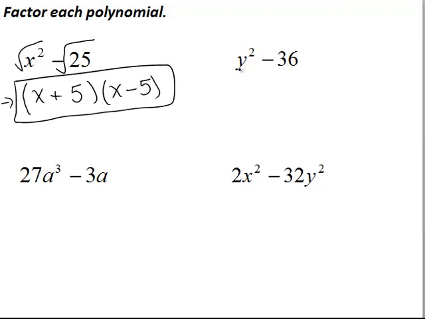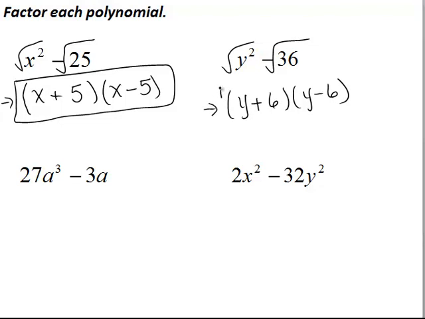Now looking at the second example. Again, we follow the same procedure. The square root of y squared is y, so I'll write y plus and y minus. And the square root of 36 happens to be 6, so I'll write 6 here and 6 here. So my factors then are y plus 6 times y minus 6. Again, when multiplied out using the FOIL method, it will give us y squared minus 36.